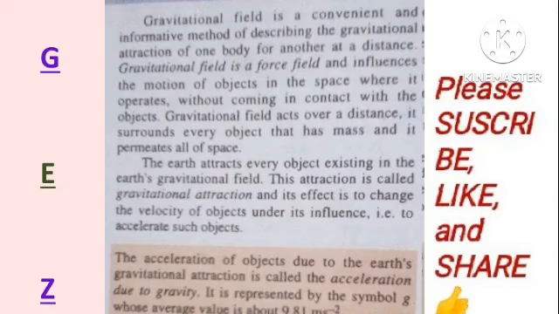Now, gravitational fields act over a distance. For example, when you have a spacecraft in space, the force acts on that craft at a distance from the center of the Earth. Now, the Earth attracts every object existing in the Earth's gravitational field. This attraction is called the gravitational attraction. And as I said earlier, because it has a force attached to it, it also has a corresponding acceleration due to the Earth's gravitational field, and it's called the acceleration due to gravity. Now, if you are adept in physics, you would know that the acceleration due to gravity is equal to 9.81 meters per second squared.